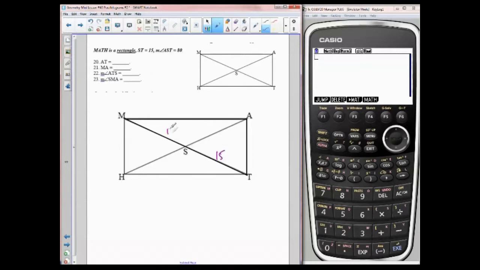That means this is 15 and so on, okay? AST is 80. So here's my angle of 80. So I could fill in all the other stuff. Let's change it. Well, I'll just keep it. So this is 80. This is 100. This is 100.